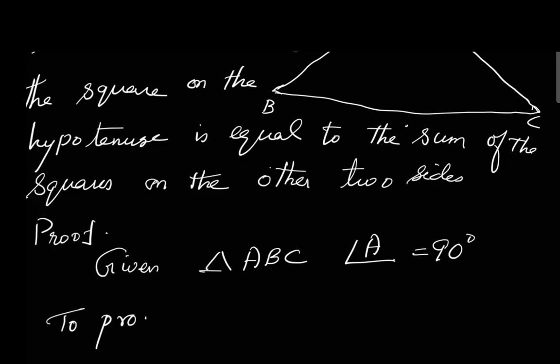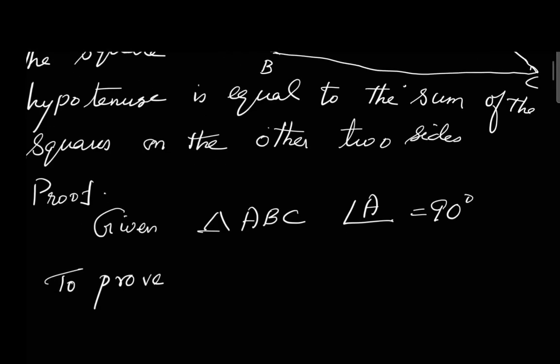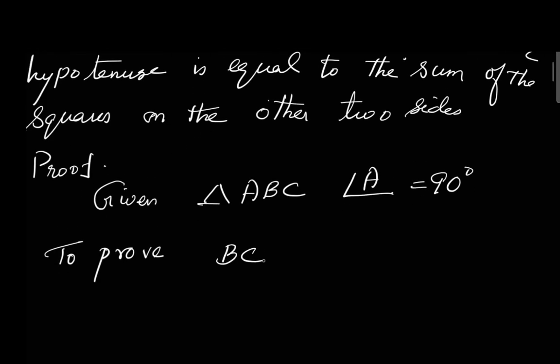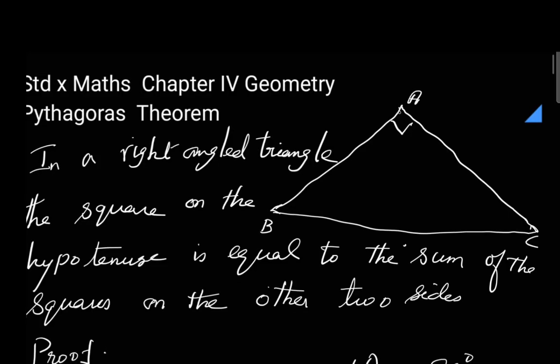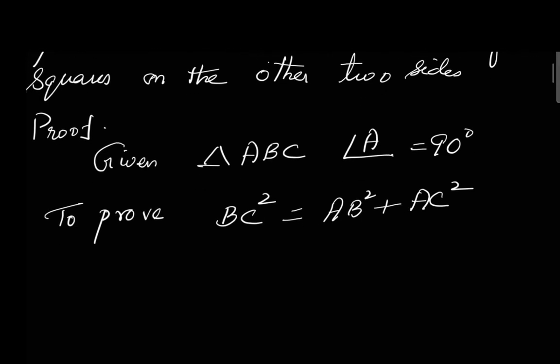To prove: the square on the hypotenuse is equal to the sum of the squares of the other two sides. Hypotenuse is BC, and the other two sides are AB and AC. So AB squared plus AC squared is equal to BC squared. Let us start the proof. Before that, we'll do the construction.